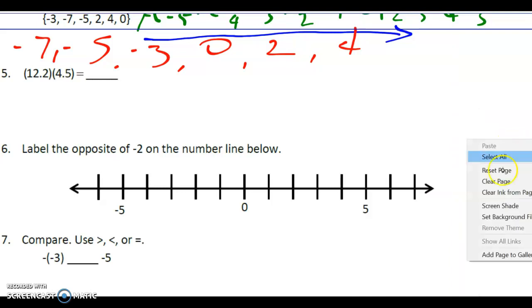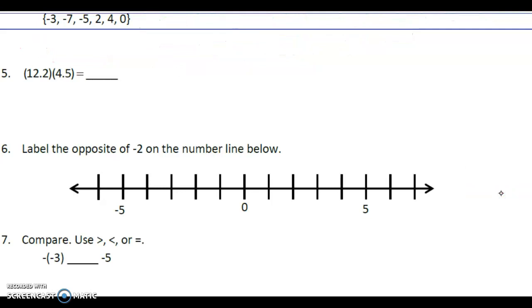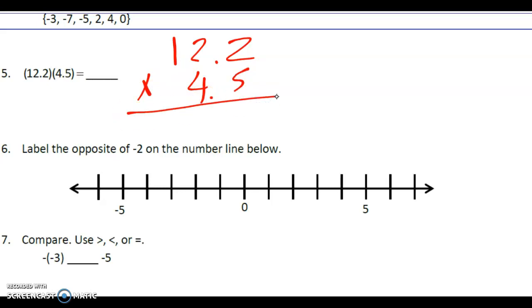I'm trying to clear ink so I can have some space. All right, so we're going to do 12.2 times 4.5. 5 times 2 is 10. That's 0. Carry the 1. 5 times 2 is 10, plus 1 is 11. So 1. Carry the 1. 5 times 1 is 5, plus 1 is 6. Then I do the second row.